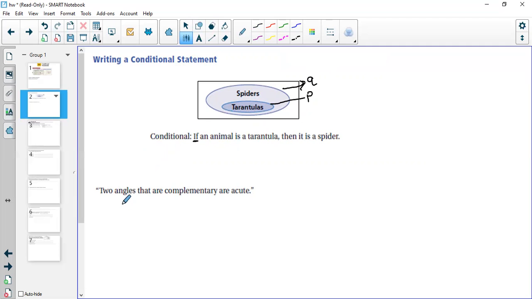It's easy. This is how a conditional statement should be. So let's try to write one for this. Two angles that are complementary are acute. How do you think you're going to write the conditional statement for this? Let's start with the word if.